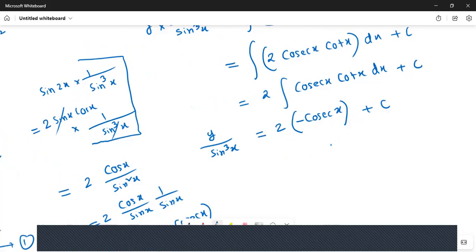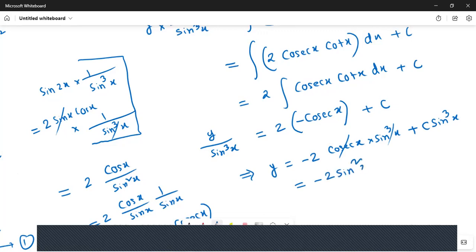So next we will multiply it. So next line will be y equals minus 2 cosec x multiplied by sine cube x, then plus c sine cube x. Correct, no? So again, this cosec x and one of the sine will get cancelled here. So from this, what you will get? 2 sine square x. Correct? Then c sine cube x. This is your y.